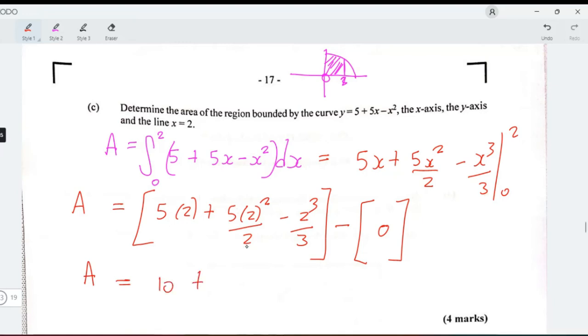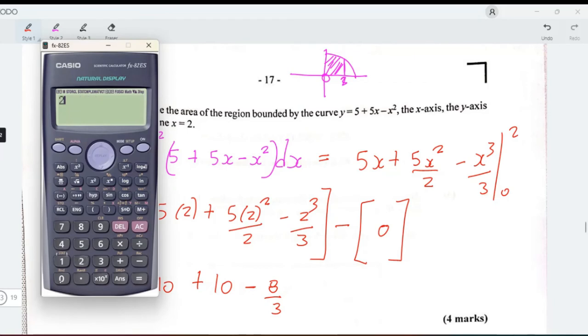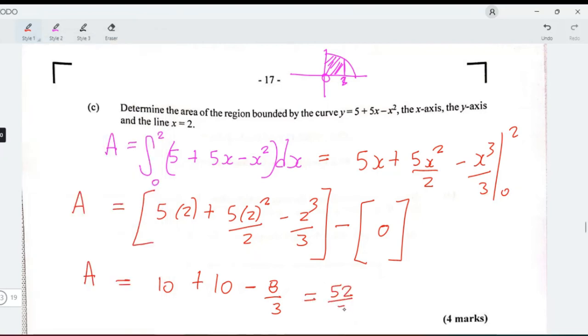4 over 2 is 2. 5 times 2 is 10. Minus 8 over 3. Put that in the calculator, that's 20 minus 8 over 3. Area is just 52 over 3 units square. That's it.